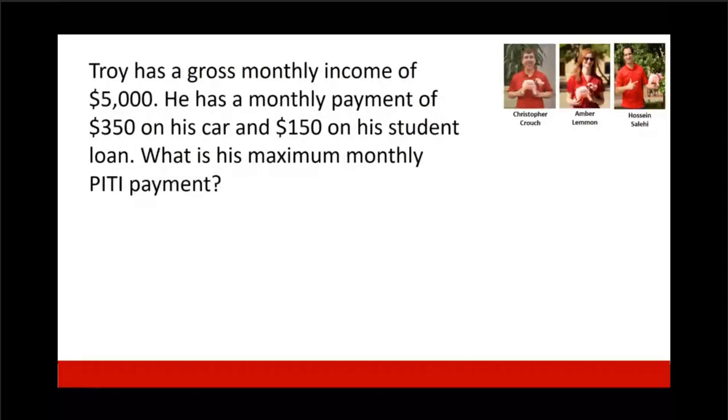All right. So if Troy has a gross monthly income of $5,000, he has a monthly payment of $350 on his car and $150 on his student loan, what's the maximum monthly PITI that the bank will give him? I'm just going to kind of walk you through how I would set this up. So there's two different ways we have to solve this problem. We have to do it both ways every single time. So we start with $5,000.